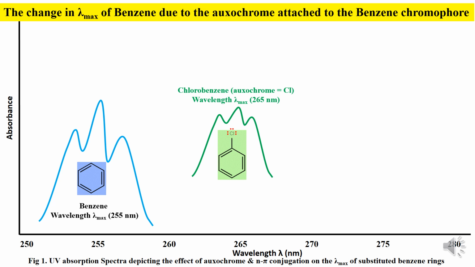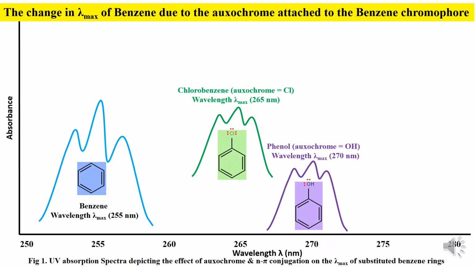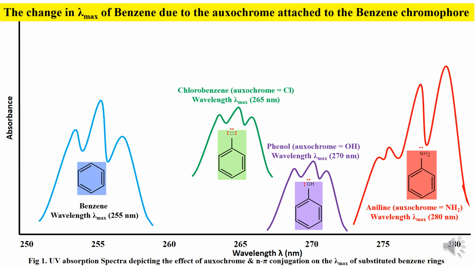Now in case of chlorobenzene, the auxochrome is the chlorine atom covalently bonded to the benzene ring. Lambda max is 265 nanometers. And in case of phenol, the auxochrome is the OH group, and the wavelength at which it absorbs the radiation is 270 nanometers. Well, in case of aniline, the auxochrome is the amino group with a lone pair of electrons. Its lambda max is 280 nanometers.